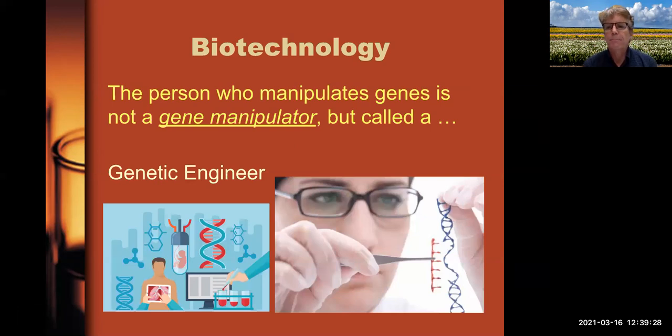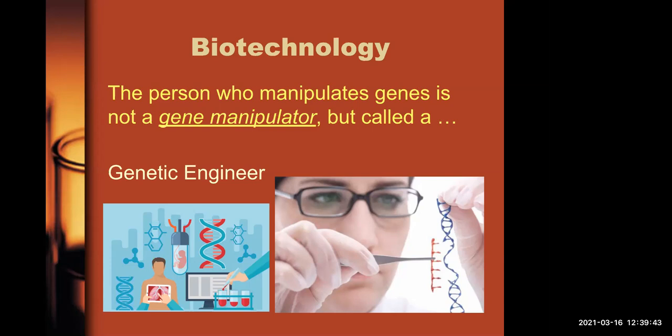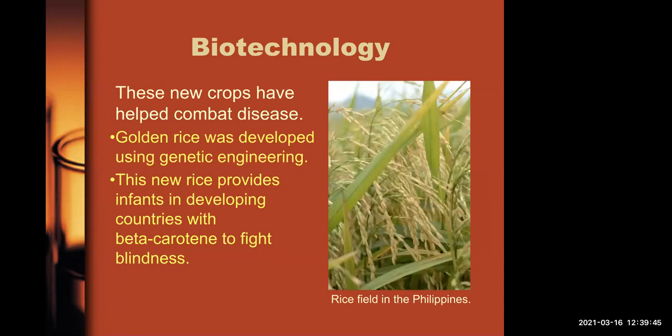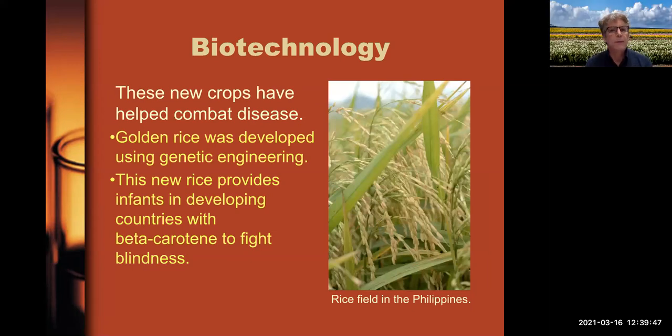A person who manipulates genes is not a gene manipulator, but called a genetic engineer. The genetic engineer works with the design of genes, the structure of things like DNA, okay? These new crops have helped combat disease. Golden rice was developed using genetic engineering. This new rice provides infants in developing countries with beta carotene to fight blindness.